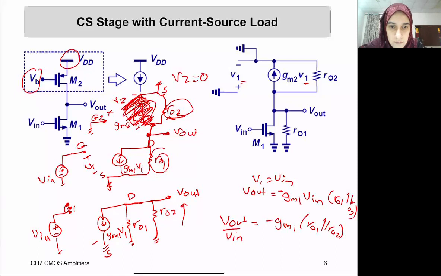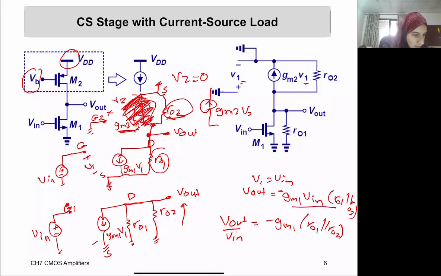Ma'am, why did you remove GM2 V1? Why I removed this part here? Yes, ma'am. Because this current source, which was here, is equal to GM2 multiplied with V2. But V2 is 0. Therefore, the entire current source value becomes 0. All right, ma'am. Thank you. You got it? Are you sure? It's clear? Yes, ma'am. Okay.